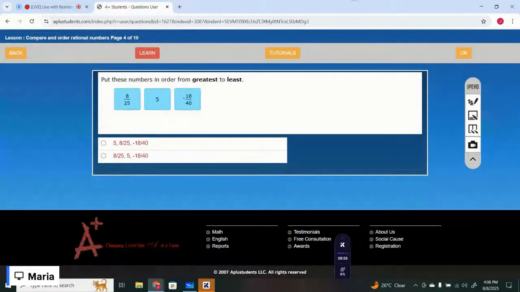Put these numbers in order from greatest to least. 8 by 25, 5, negative 8 over 40. So which is the correct option? That is option number 1 is the correct option. 5, 8 over 25, negative 8 over 40.